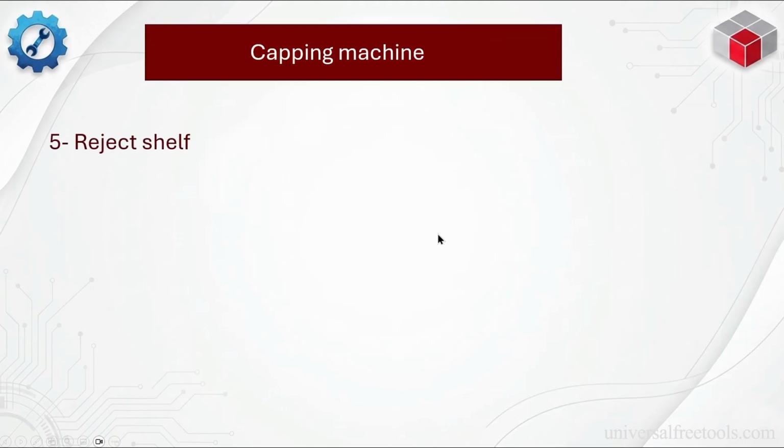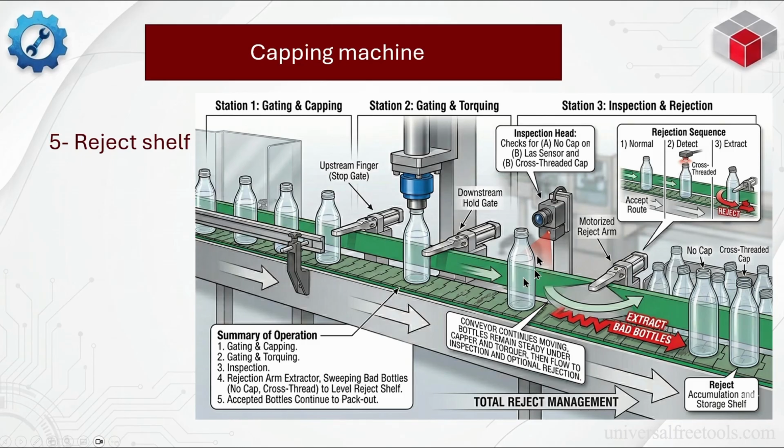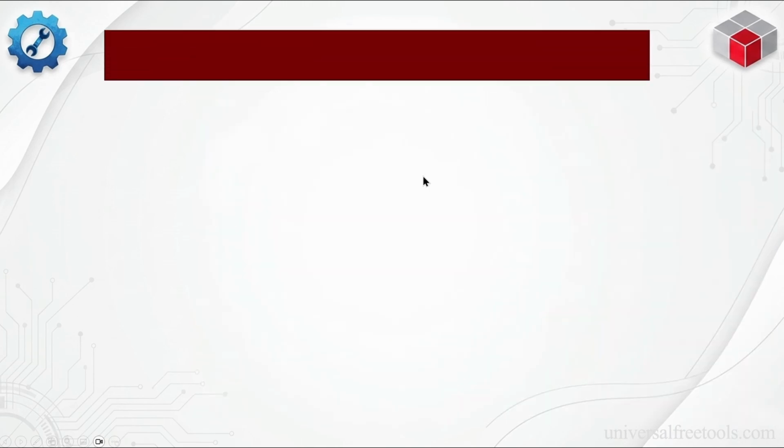Reject shelf removes defective bottles from the production line. Using sensors and inspection checks, it detects bottles with missing caps, cross-threaded caps, or incorrect torque. When a faulty bottle is identified, the reject mechanism pushes it off the conveyor to maintain product quality.